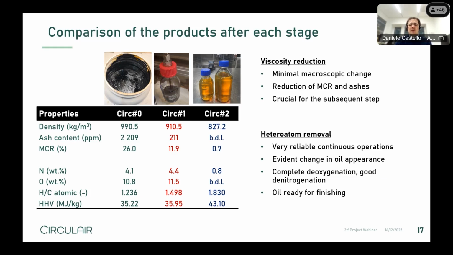So the second part was actually the one bringing the actual removal efficiency, but it was made possible by the previous viscosity reduction step that ensured very smooth operations. We managed to run for a few hundred hours on stream.